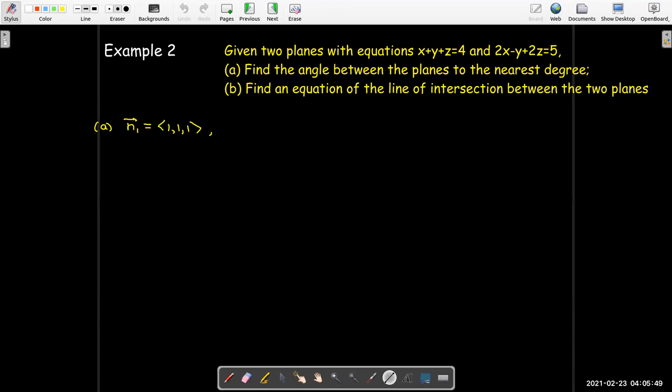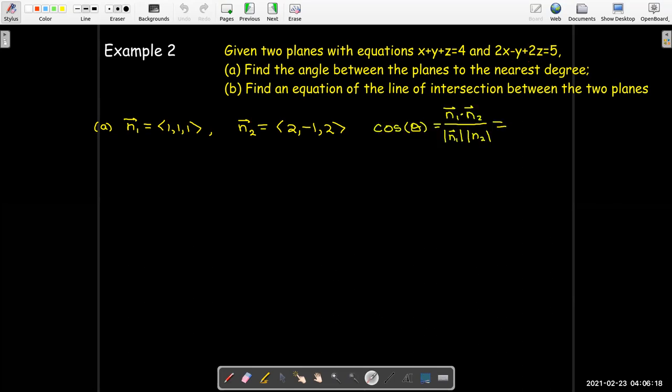So what's nice about this form of the equation is that it's very easy to see what the normal vector is. The components of the normal vector are just the coefficients on x, y, and z. So my first normal vector has components 1, 1, 1. And then my second normal vector has components, well, what do we have here? We've got 2, then negative 1, then 2. And so to find the cosine, I'll just use our familiar formula, take the dot product, divide it by the length of each vector, and I'll go ahead and simplify that.